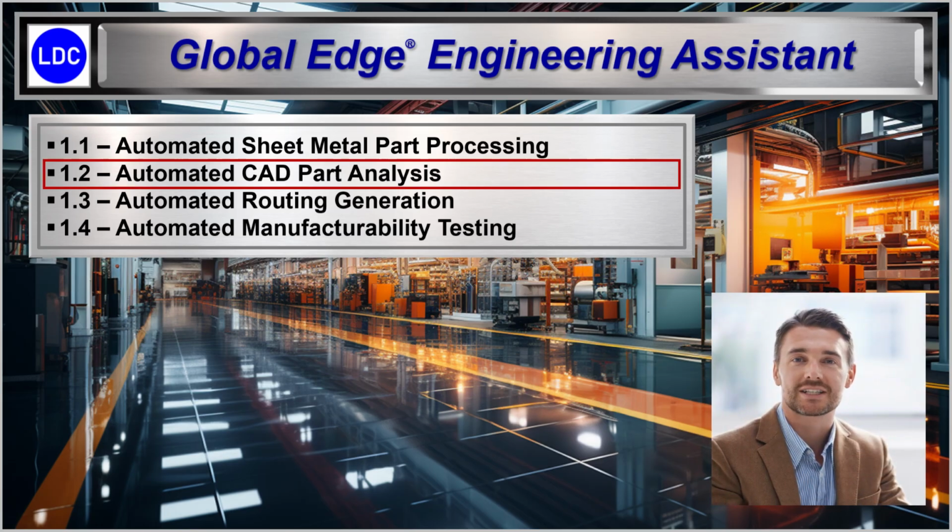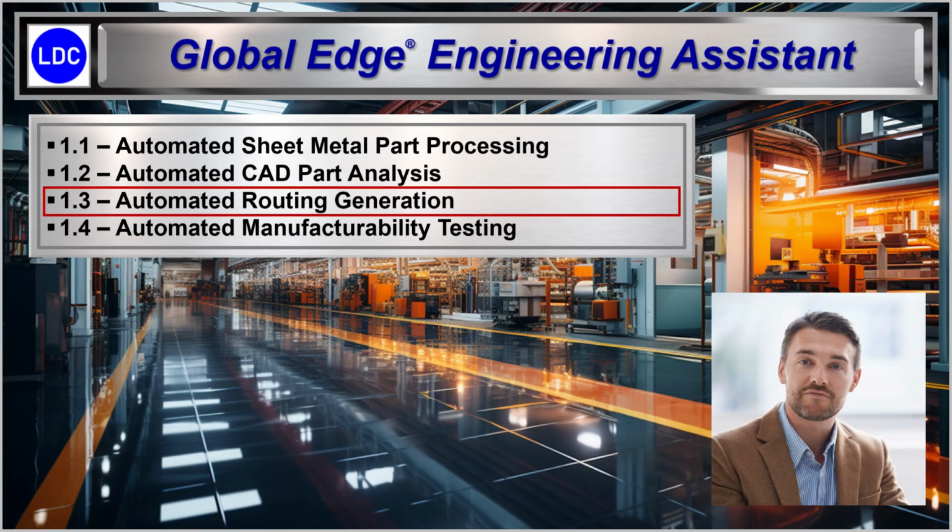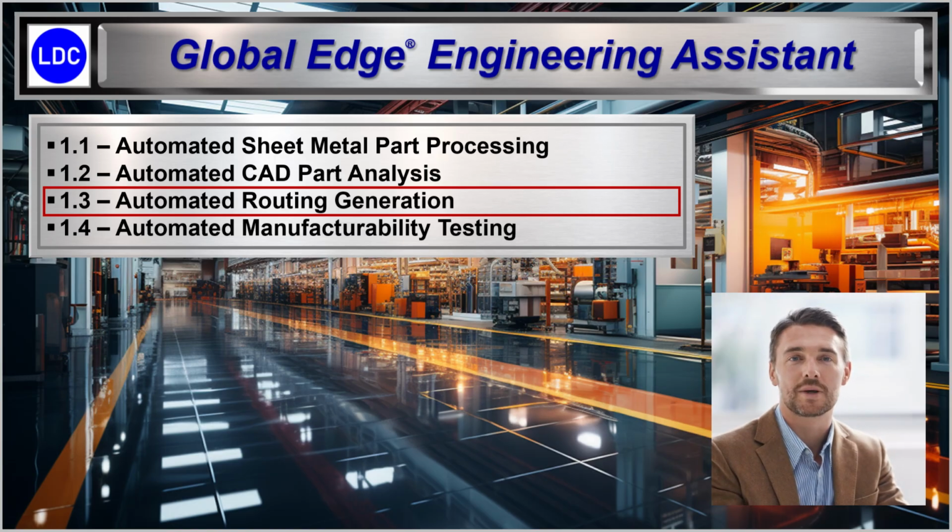Step 1.2 provides automated CAD part analysis of complete sheet metal CAD part parameters to serve as a foundation for manufacturability testing, automated routing, bend program, and sales quote generation. Step 1.3 features automated routing generation, a capability that analyzes CAD part parameters and matches them to optimal manufacturing processes, bend processes, and machine tool parameters to produce optimized routing steps.